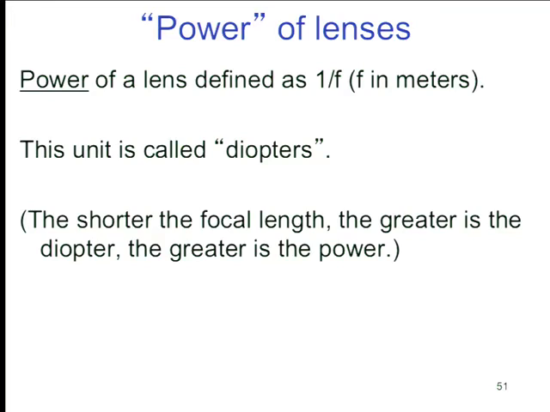But if the radius is small, then the focal length is small, and you get more. We call that a more powerful lens. That would be the diopters. You sometimes see diopters on your eyeglass prescription.